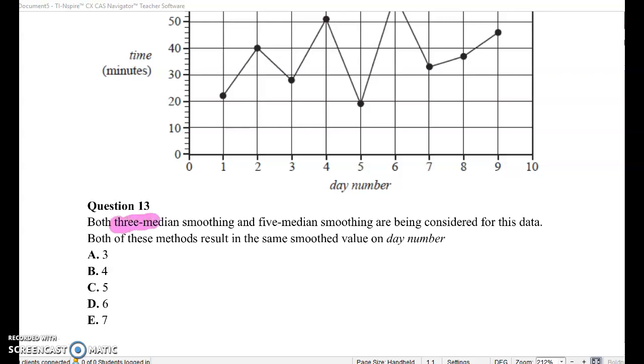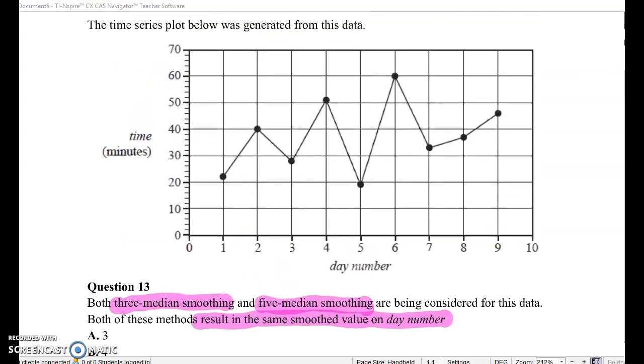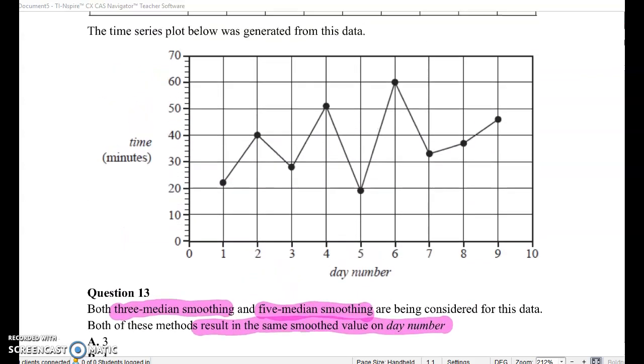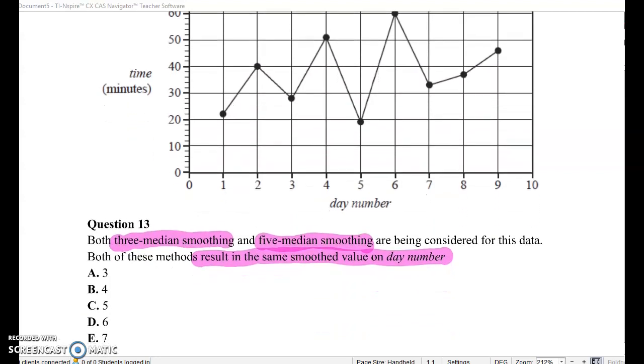Both 3 median smoothing and 5 median smoothing are being considered for this data. Both of these methods result in the same smooth value on day number. So basically it's asking you if you did 3 median smoothing or 5 median smoothing, which day would you get the same result on? So let's go through it.